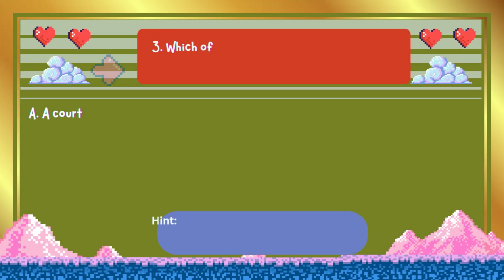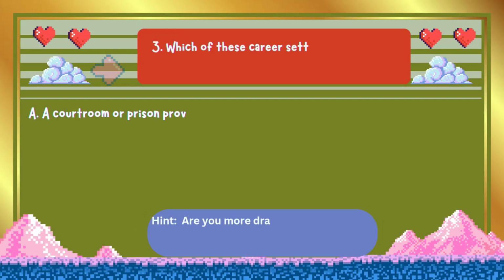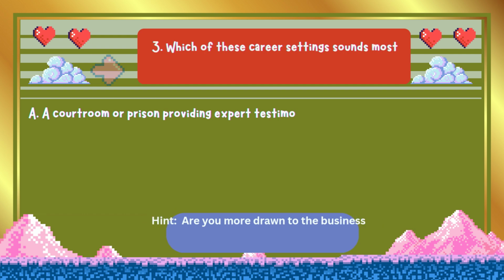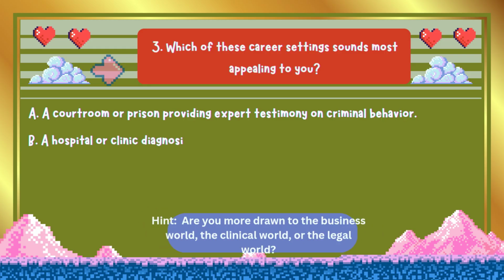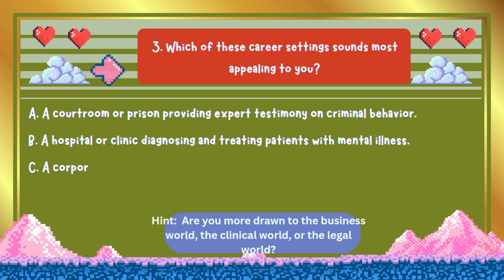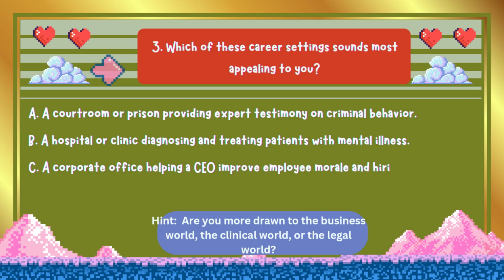3. Which of these career settings sounds most appealing to you? A. A courtroom or prison providing expert testimony on criminal behavior. B. A hospital or clinic diagnosing and treating patients with mental illness. C. A corporate office helping a CEO improve employee morale and hiring. D. A university counseling center helping students navigate relationship stress.